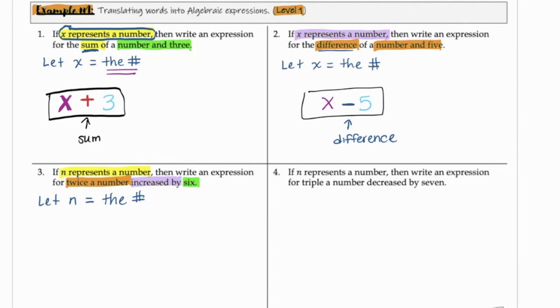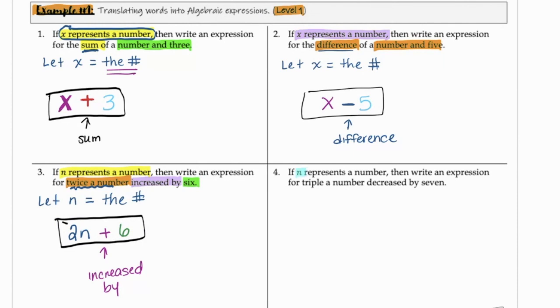Okay, then write an expression for twice a number. What does twice a number mean? Twice a number means 2 times the number. So 2 times the number, which is n. Then they said increased by. Increased by means addition. What are we increasing by? We're increasing by 6. So we have 2 times a number, or more fancy, twice a number, increased by 6.